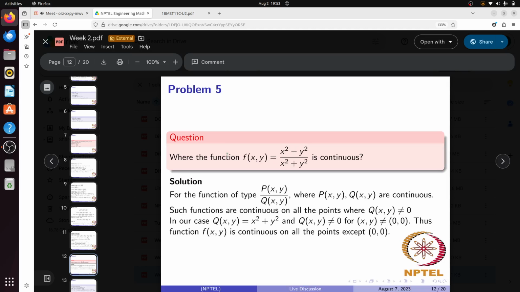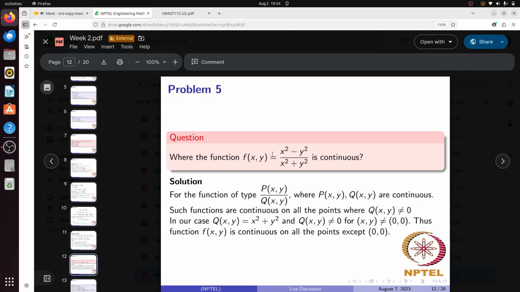Next, where is the function f(x,y) equal to x square minus y square by x square plus y square continuous? For the function of type p(x,y) by q(x,y), where p(x,y), q(x,y) are continuous, such functions are continuous on all the points where q(x,y) not equal to 0. In our case, q(x,y) equal to x square plus y square, and q(x,y) not equal to 0 for (x,y) not equal to (0,0), so this function f(x,y) is continuous on all the points except (0,0).